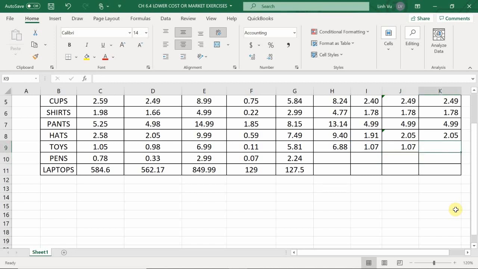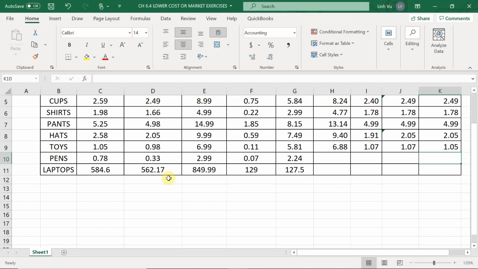Now, in this case, let's compare. Which one's lower? My original cost of $1.05 or my market cost of $1.07? $1.05. Yes, so now in this case, my original cost of the purchase of those toys is significantly low. Okay.